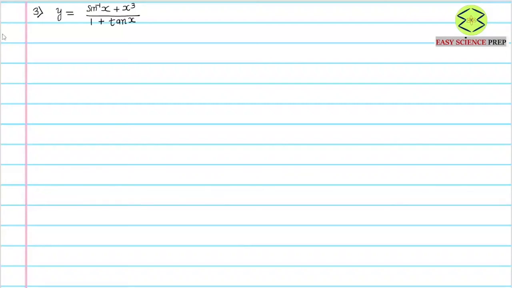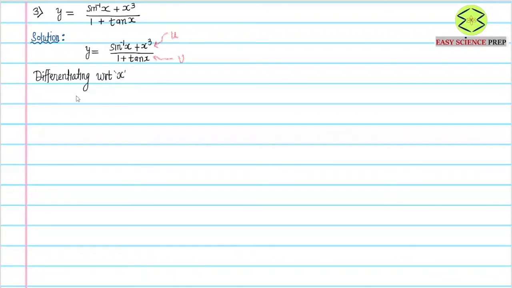Let's do the solution. So we have y equals sin inverse of x plus x cube divided by 1 plus tan x. Now if you look at this, the whole numerator is u and the whole denominator is v. So we are going to use the quotient rule, that is the derivative of u over v. Same formula, same results. Therefore, differentiating with respect to x.